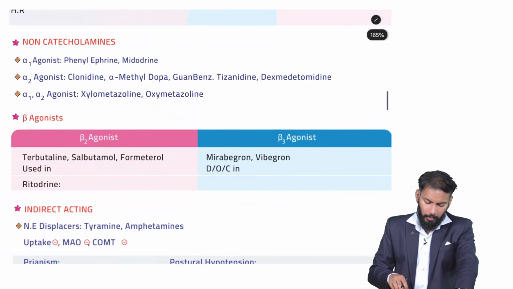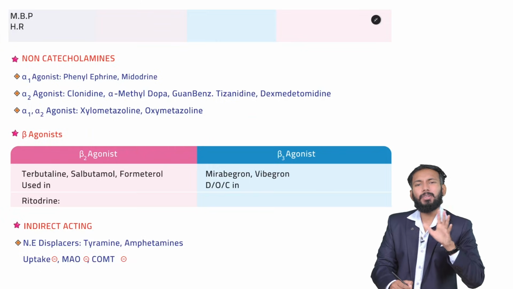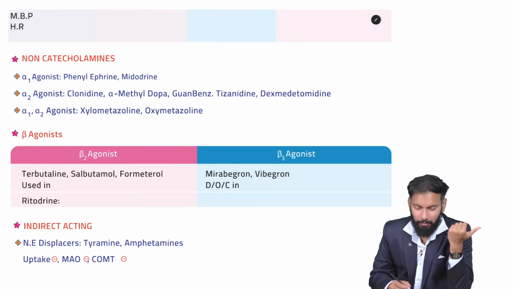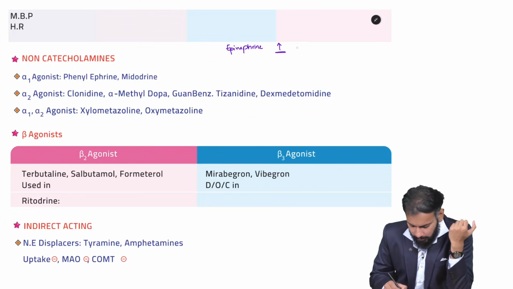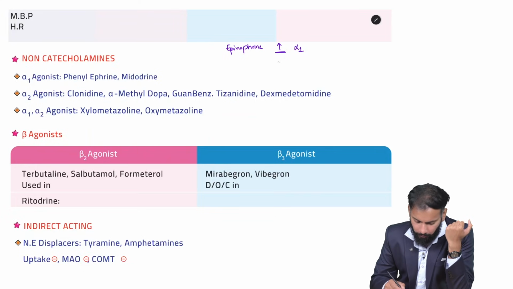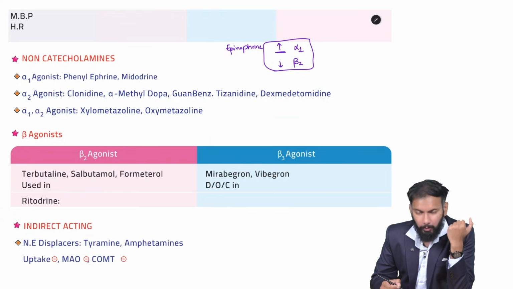That's all. Now, if you understood this much, usually in the exam they'll ask something about epinephrine. When you first give epinephrine, it is in higher quantities in the blood. When it is in higher quantities, it will act on alpha 1. When the quantity decreases, it will act on beta 2. This is what I want you to remember.